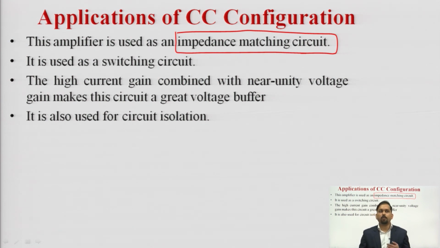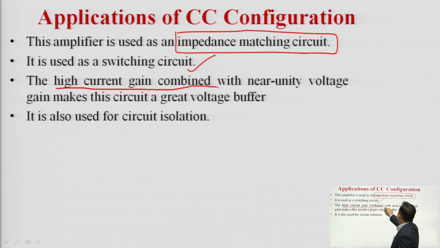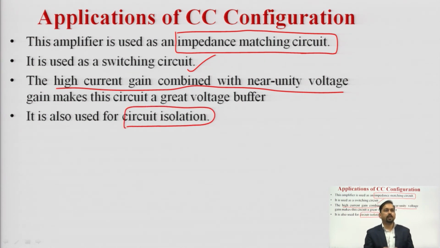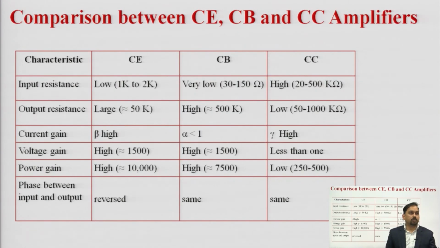The maximum power will not be delivered to the load end. The common collector configuration is also used in switching circuits, since we have seen that it has a very high current gain. It is also used in circuit isolation, when we want to isolate two different circuits.